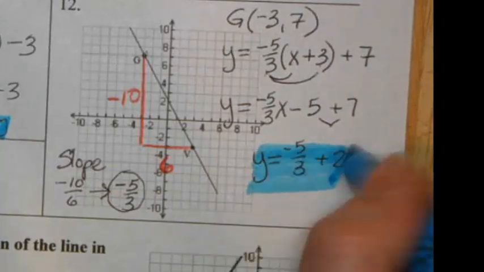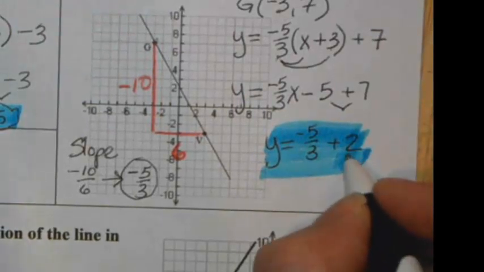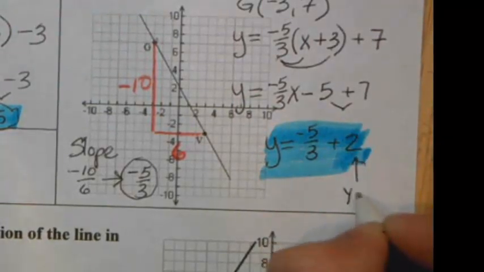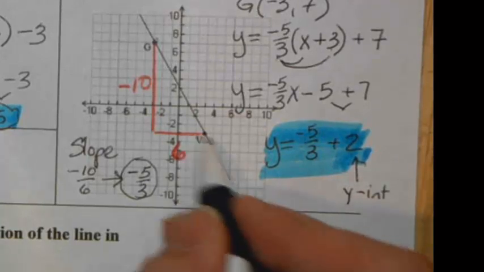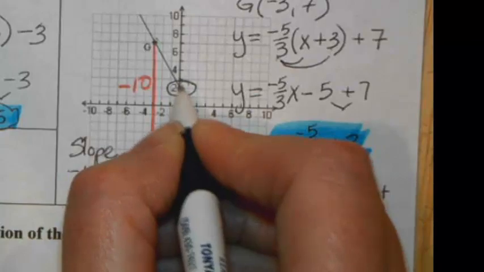Now before we leave this and you try these on your own, just want to point this out. The y-intercept is 2. That's the slope-intercept form. Where does this line cross the y-axis? Check it out, at 2, just like our line says.